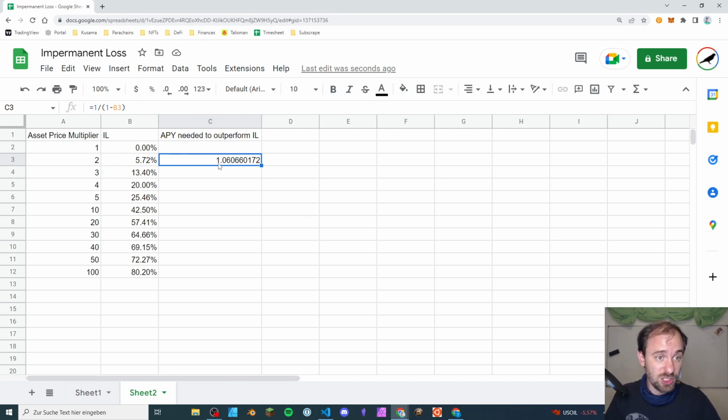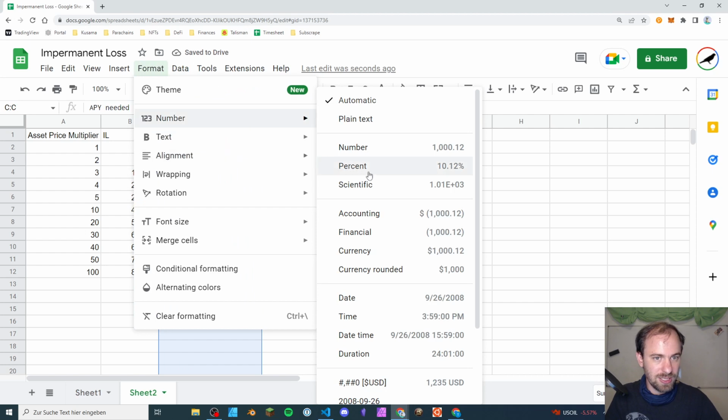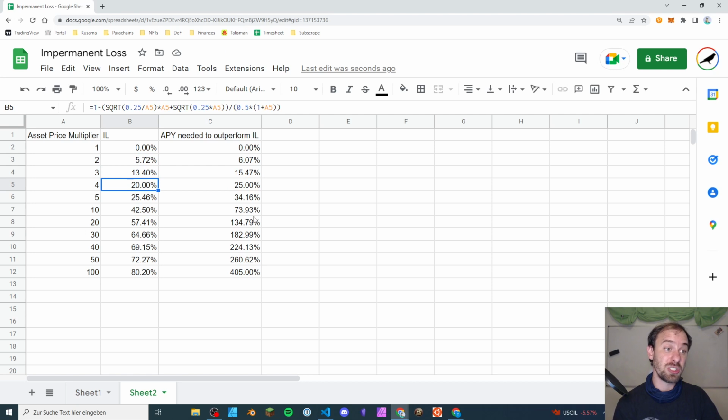So at the end, your position needs to be 1.06 times the size to compensate for the loss, or we just say -1 here. That is right. That is the right result. And so we apply this for all of our cells here. And this basically means that we format the number as percent. If your APY is 6%, in this case, you have outperformed the impermanent loss. If your APY is 25%, you have outperformed the impermanent loss of 20% or 4x.